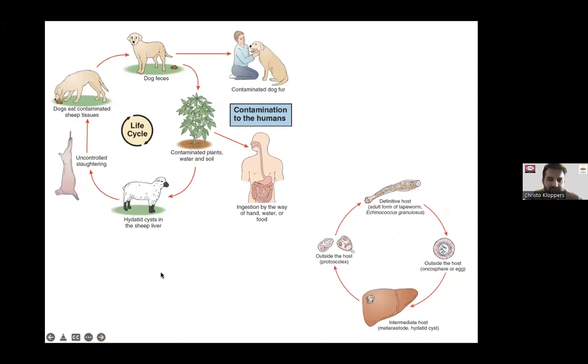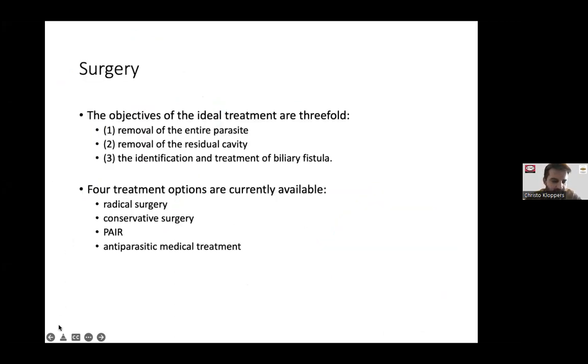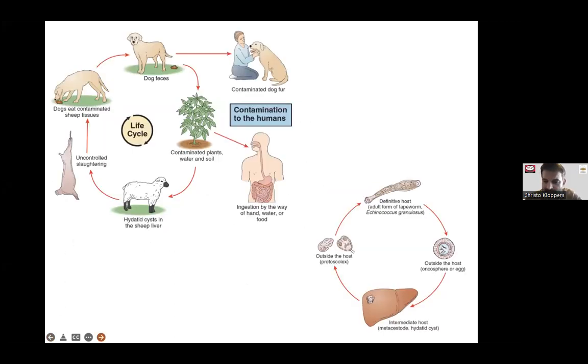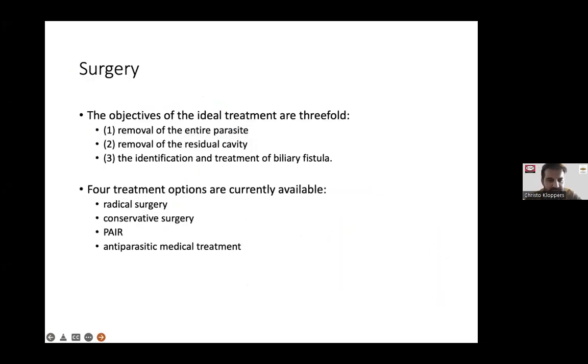A reminder of the parasite. The human is an incidental intermediate host, and it's normally endemic in areas of sheep farming, and then there's an adult form of tapeworm which gives the hydatid cyst in the liver.